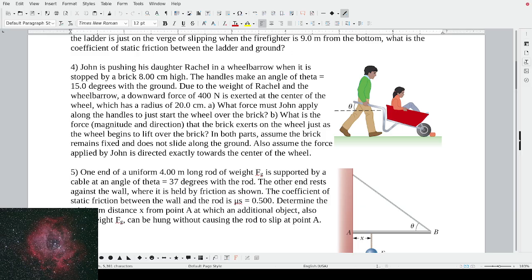John is pushing his daughter Rachel in a wheelbarrow when it is stopped by a brick that is 8 centimeters high. All right, so we know the height of this is going to be 8.00 centimeters. I'll copy that off to the side. The handles make an angle theta with the horizontal of 15 degrees. So, 15 degrees with horizontal.